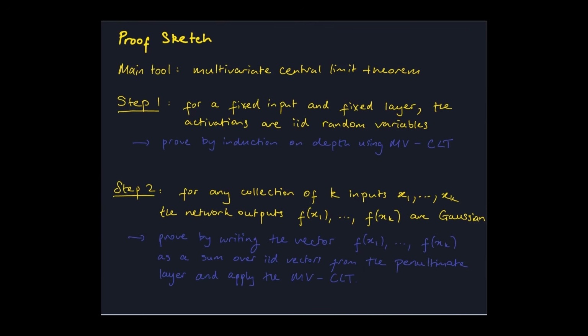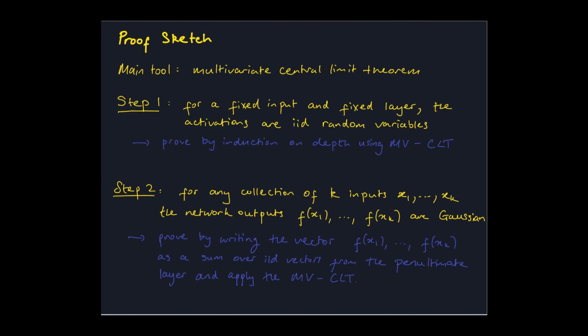And I think, honestly, it's been a while since I thought about this, but I think there are two main steps. One is you pick a single input to the network and you inspect the network at a particular layer, and you show that the activations for that individual input are IID random variables. Which is kind of intuitive: if you're randomly initializing the network, the different activations of the particular layer on the same input should somehow be IID random variables, but you have to show that.